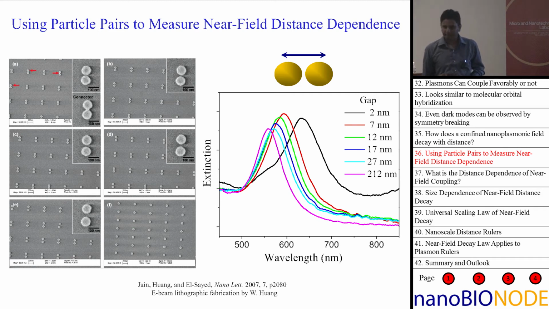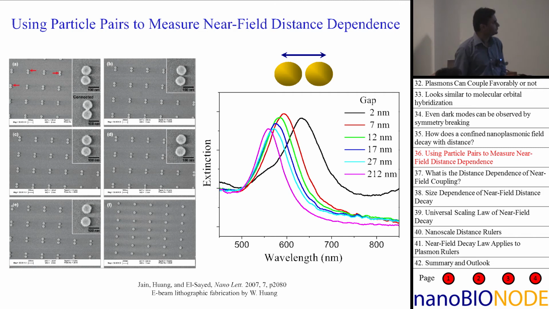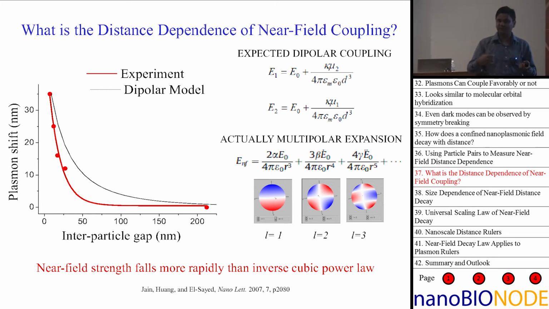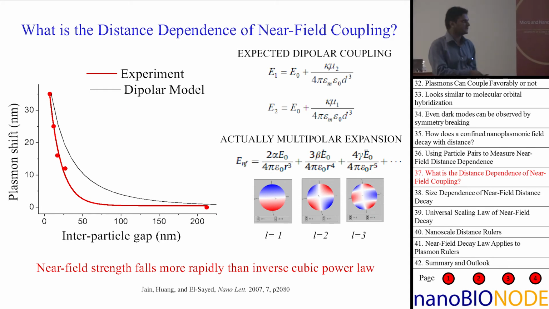Okay, go ahead. Those spheres, are those gold nanospheres? These are gold nanodisks, yeah. Because they were lithographically fabricated, they were made into the form of disks. When you plot the shift as a function of interparticle gap, you get this particular relationship. It falls very sharply, and this is a measure of how quickly the near field decays away from the particle. How do the two particles interact with each other? Through their near fields. So this is a map of the near field as a function of distance away from the particle.